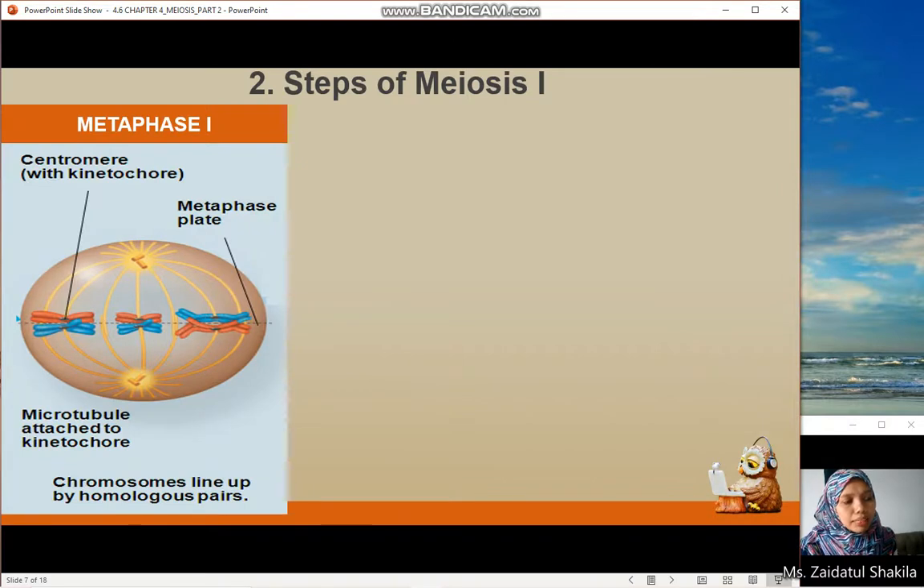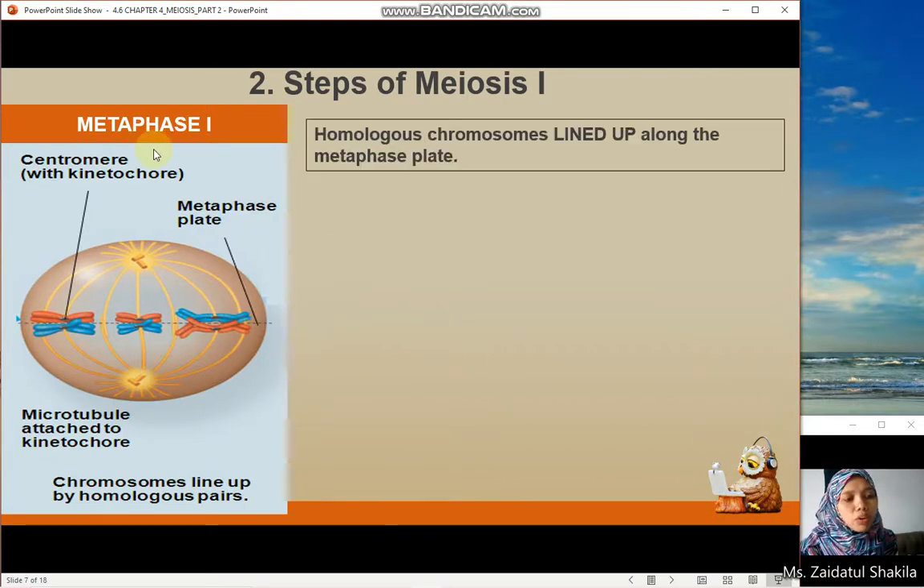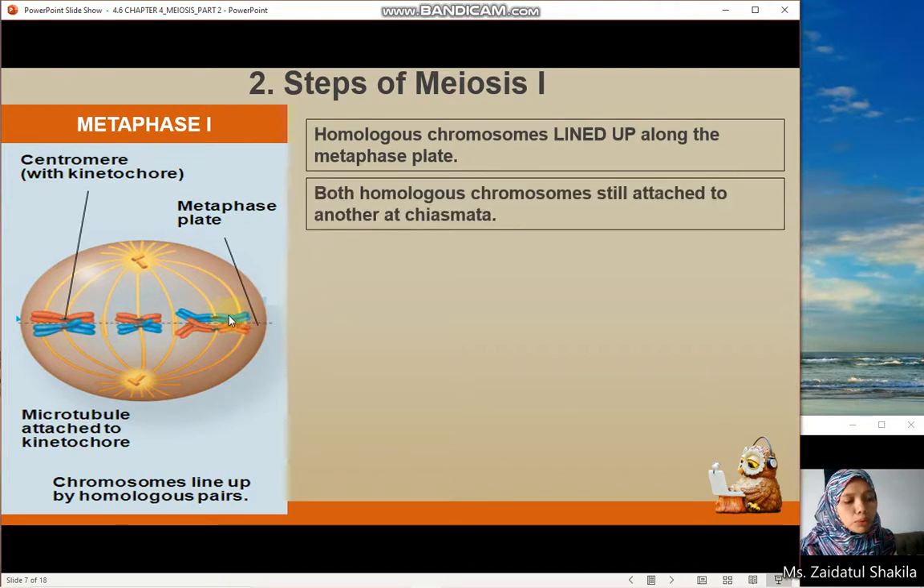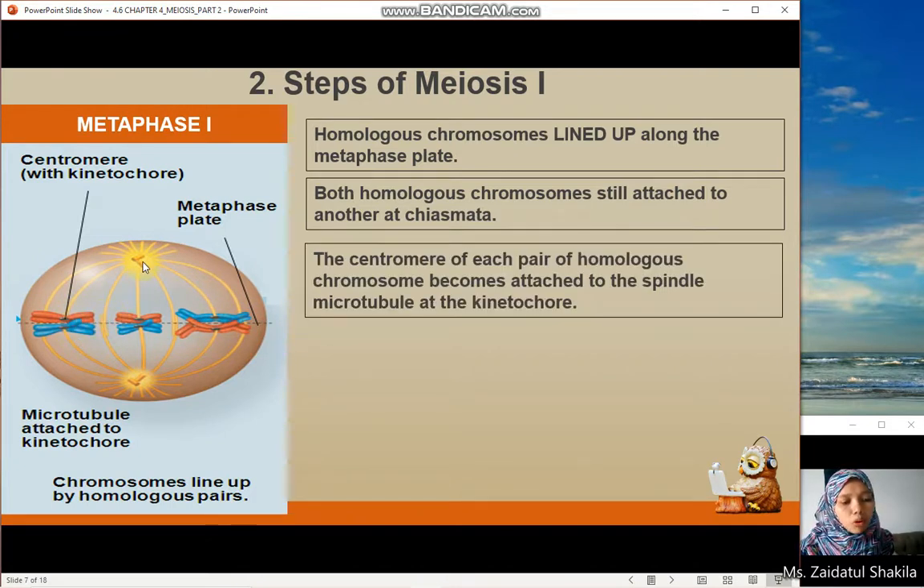So next is metaphase 1. In metaphase 1, homologous chromosomes line up along the metaphase plate. Both homologous chromosomes are still attached to one another at chiasmata. The centromere of each pair of homologous chromosomes becomes attached to the spindle microtubule at the kinetochore.